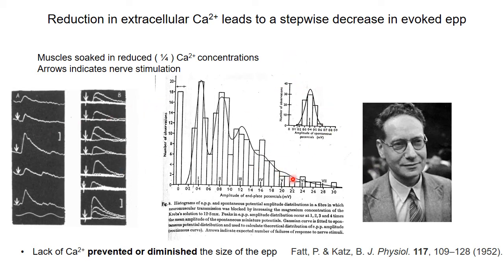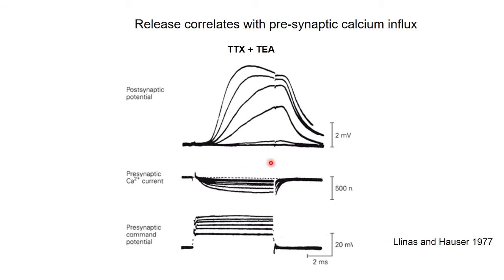This shows the amplitude of these potentials, which increase in a stepwise fashion. Pretty much, reducing the calcium on the outside diminished the size of membrane potential changes in the muscles. When you add both tetrodotoxin and tetraethylammonium, you are blocking both sodium and potassium channels, so you can measure just the presynaptic calcium current. When you depolarize the membrane, you can measure presynaptic calcium currents, which again increase in a graded fashion as you depolarize the presynaptic membrane more.